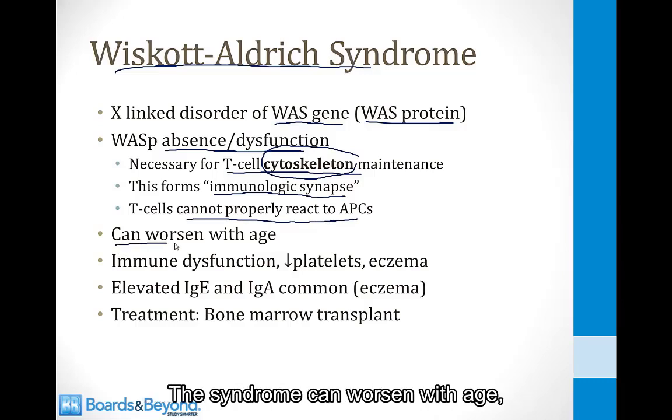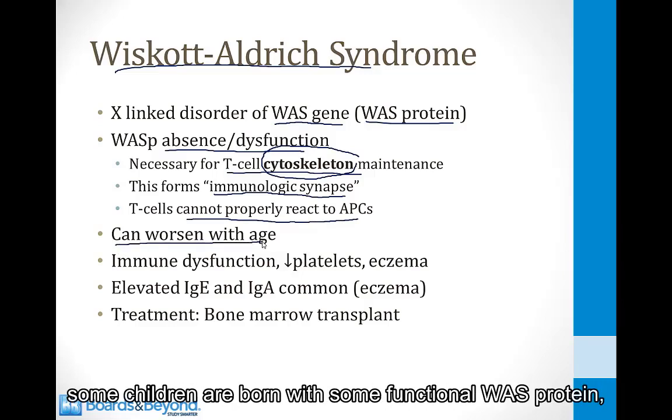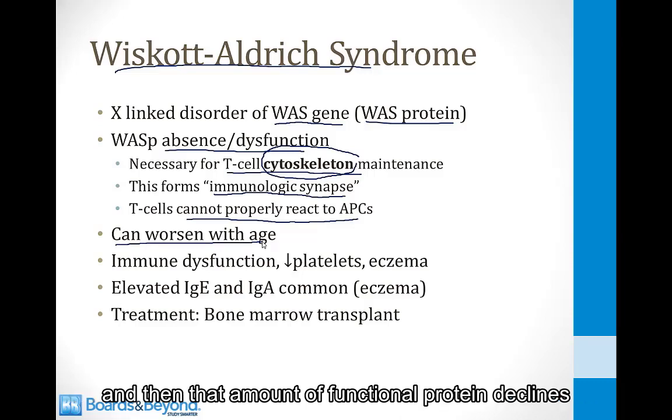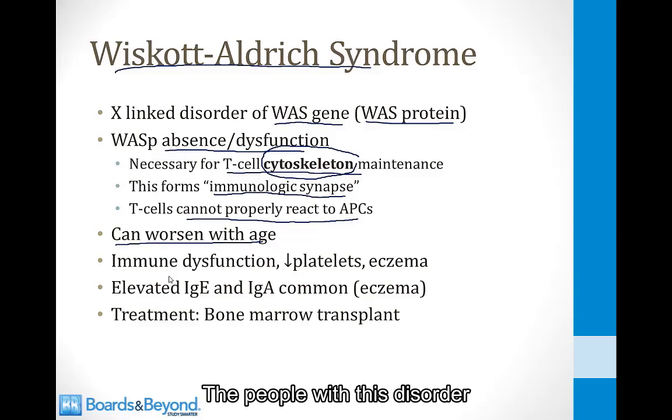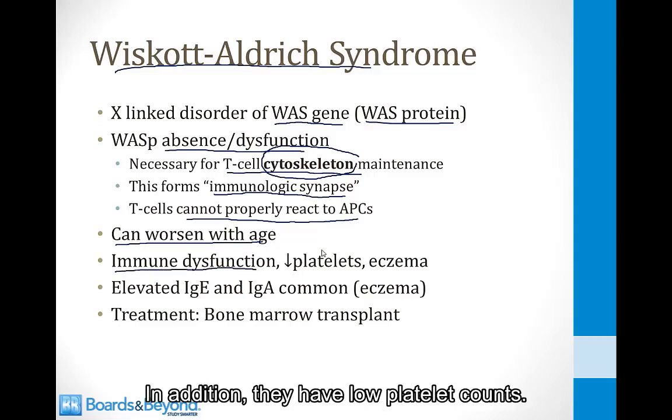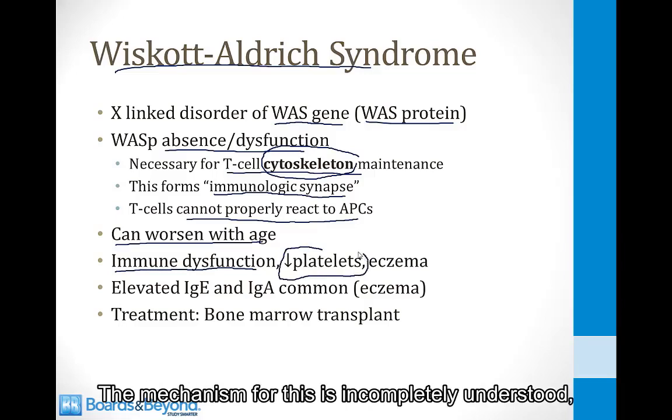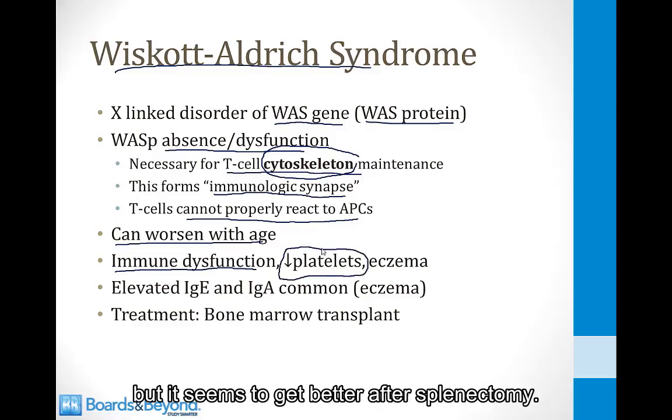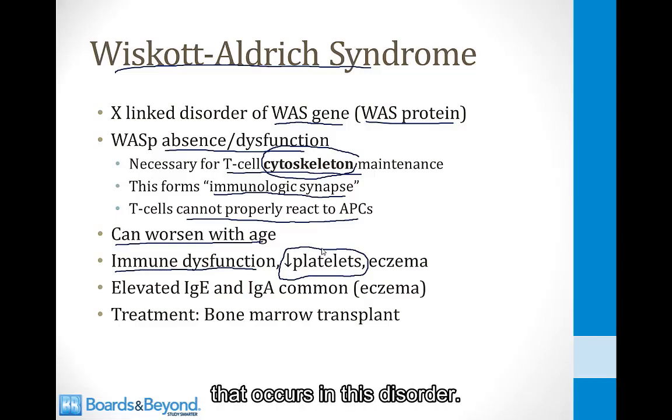This syndrome can worsen with age. Some children are born with some functional WAS protein, and then that amount of functional protein declines as they age. The people with this disorder obviously get immune dysfunction because their T cells don't work. In addition, they have low platelet counts. The mechanism for this is incompletely understood, but it seems to get better after splenectomy. So there is some consumption of platelets that occurs in this disorder.